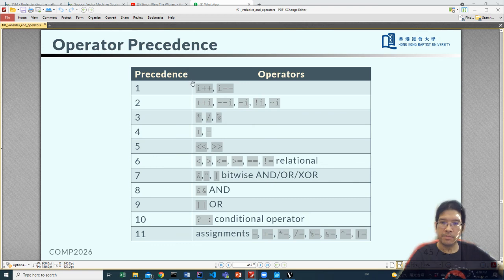Okay, i plus plus has a higher precedence than plus plus i. Multiplication has a higher precedence than this plus symbol. This shift operator has a higher precedence than the others. All right.